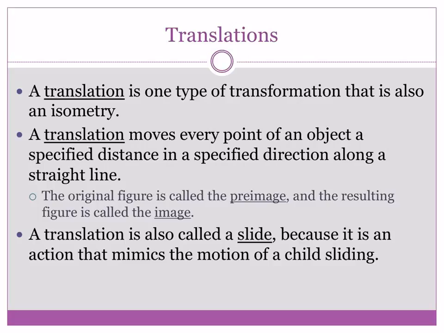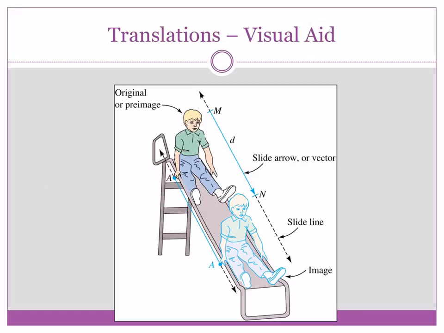We also sometimes will call a translation a slide, because it's an action that mimics the motion of a child sliding. So you've got a great picture here on the next slide of a slide. Yes? So the child is in exactly the same position at the top as at the bottom, right? We're assuming they didn't crack a smile or anything. All they've done is moved downward. Complete shift downward, no other changes. They've slid. So if you want to think about a translation, you can think about the image of a slide. All you've done is slid it or shifted it somehow.